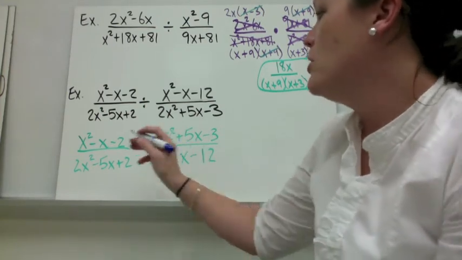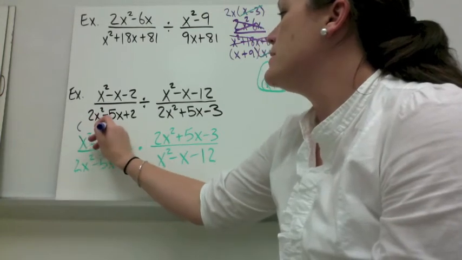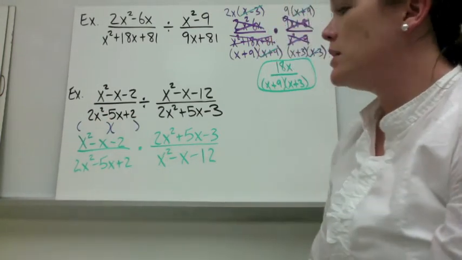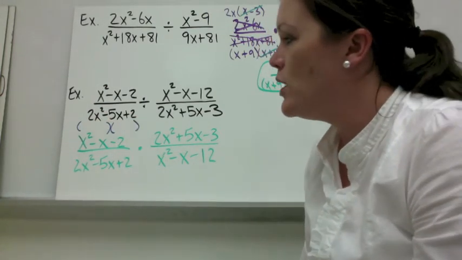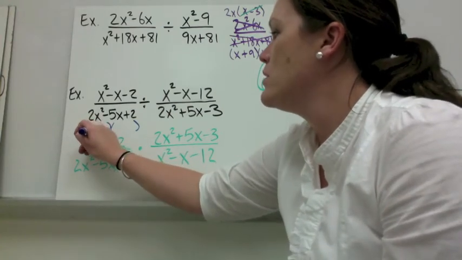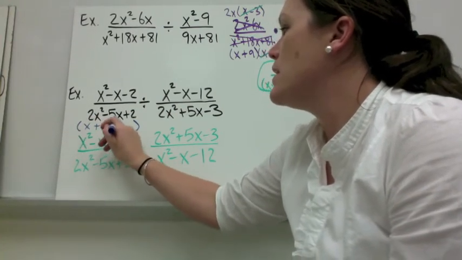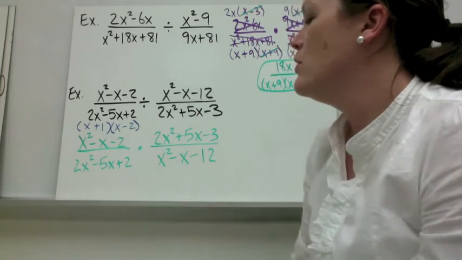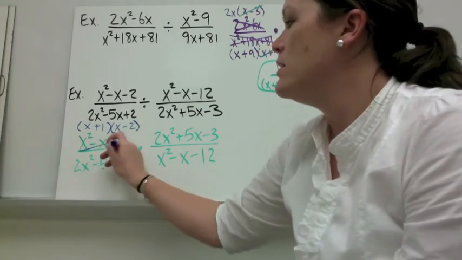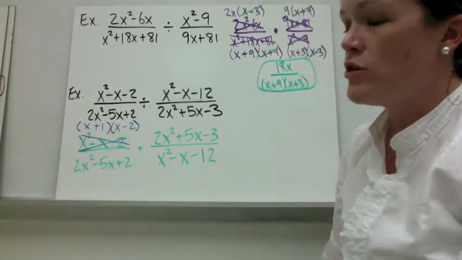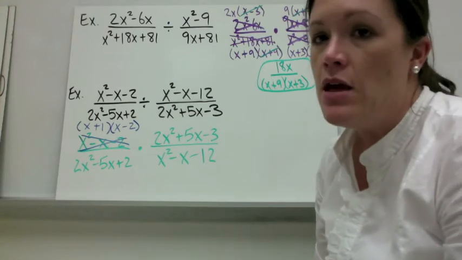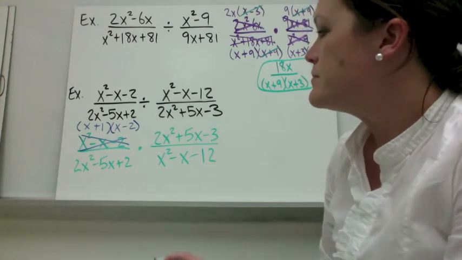So we have x squared minus x minus 2. We need numbers that will multiply to be negative 2 and add to be negative 1. So 1 times negative 2 would be the right factors. And then you can mark out your original trinomial because now you have its equivalent factors in its place.